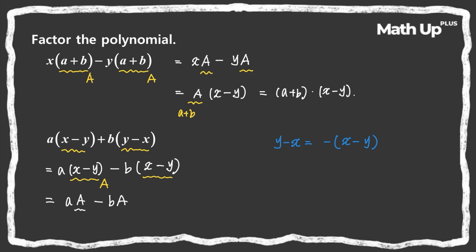We have common factor A. So that is equal to A times (a minus b), right? This capital A is x minus y. So finally, this is equal to (x minus y) times (a minus b), right? Now factoring is complete.